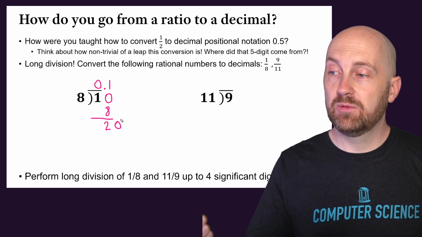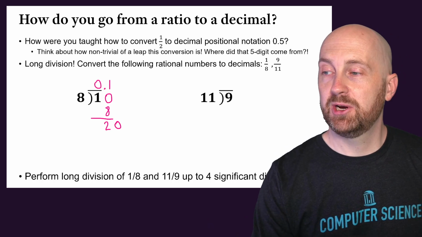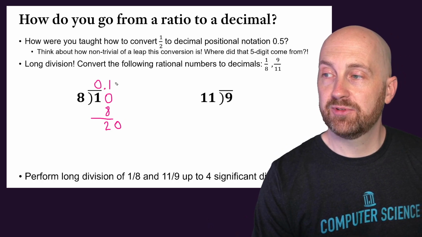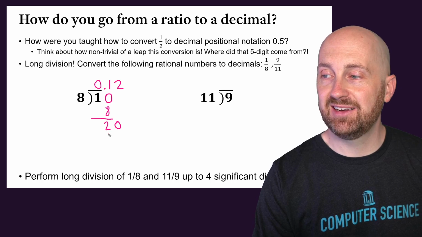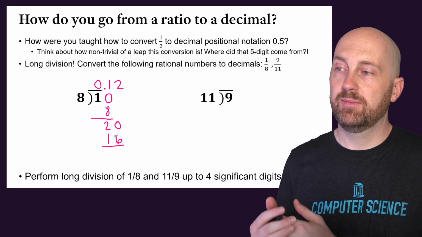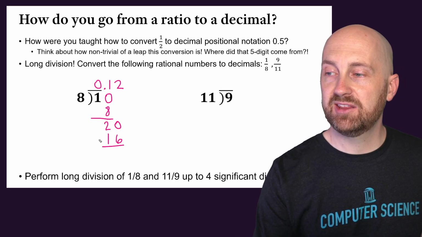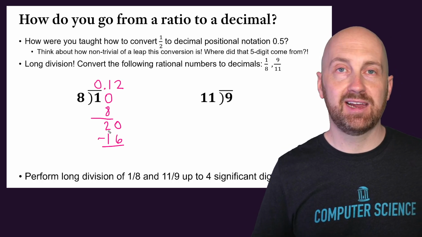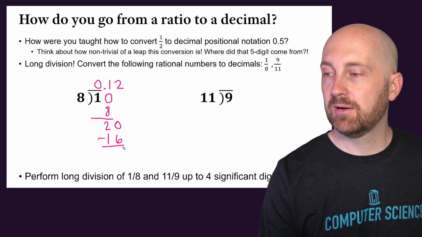Or what is that integer division operation? And so we know that 8 times 2 is 16. And so we multiply 8 by 2 and we get 16. And now we take the remainder here. And the remainder of dividing 20 by 8 is 4.